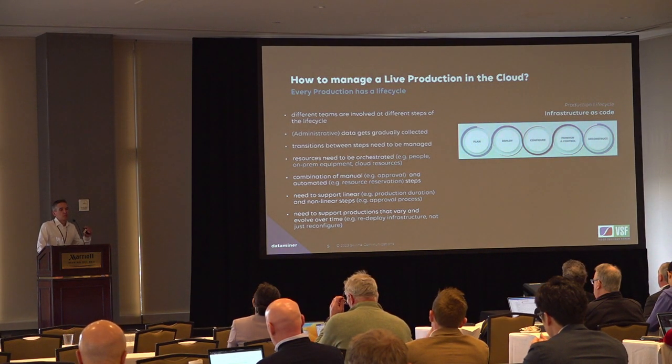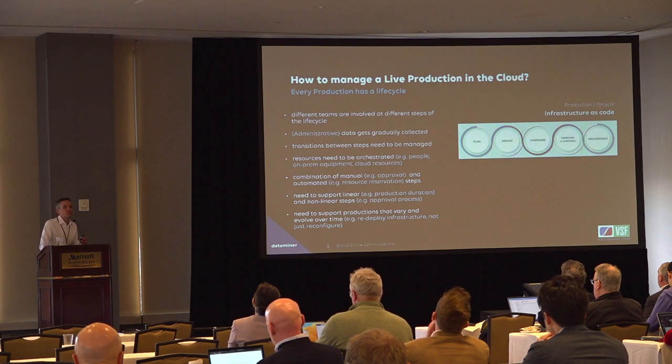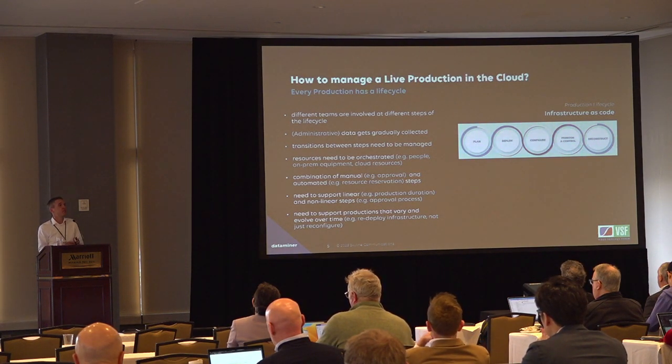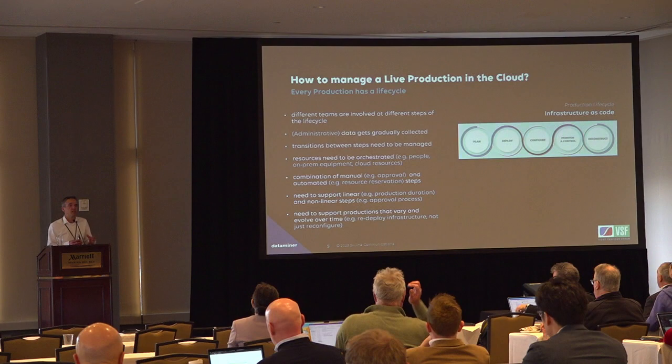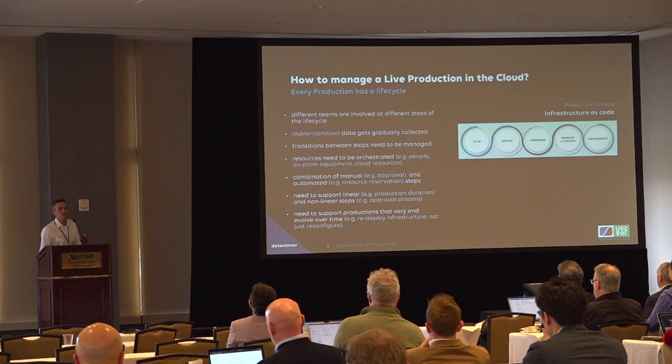And also you need to support what we call linear and non-linear steps. A linear step for us is the production itself. It has usually a pretty much defined start date, stop date, where you need a certain set of resources for a certain amount of time. And then you have those non-linear steps. That can be an approval process, as an example.